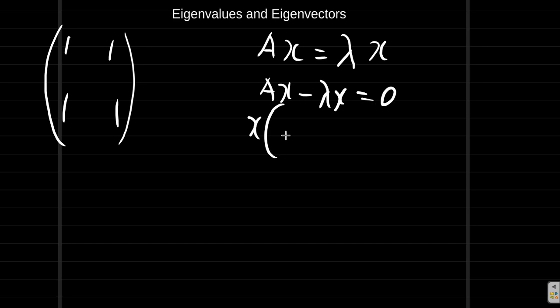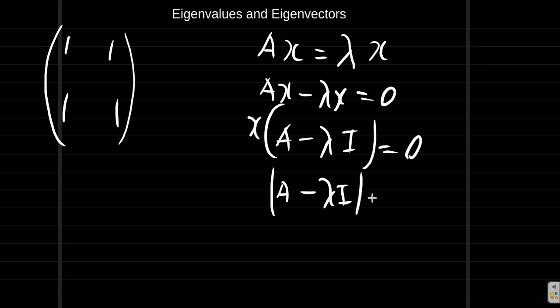Factorize, you have x outside the bracket: A minus lambda equals 0. But A is a matrix and lambda is a single number, so you cannot subtract them just like that. You need matrix minus matrix. So to turn this into a matrix, you multiply lambda by I, and then A minus lambda I. The determinant of that is 0.